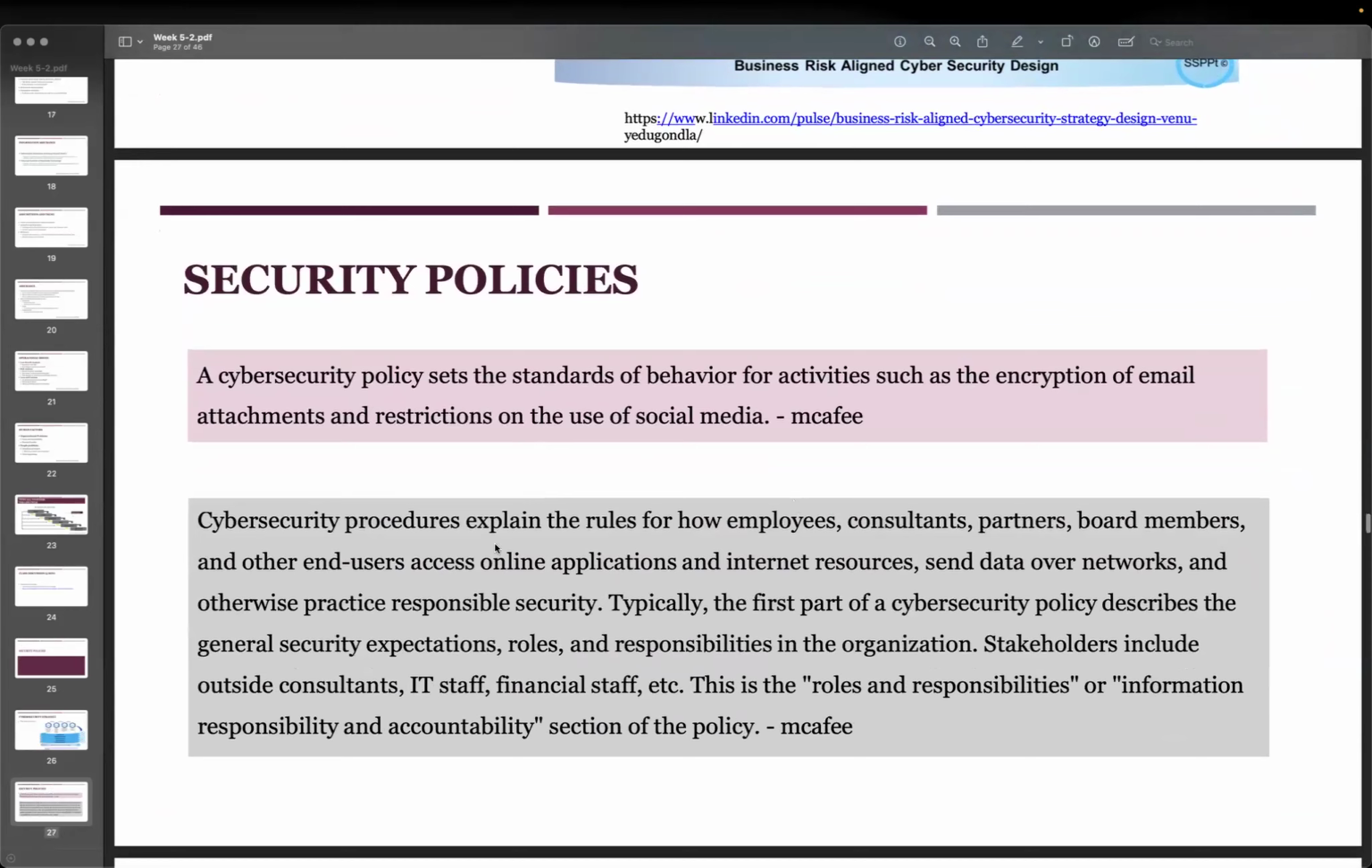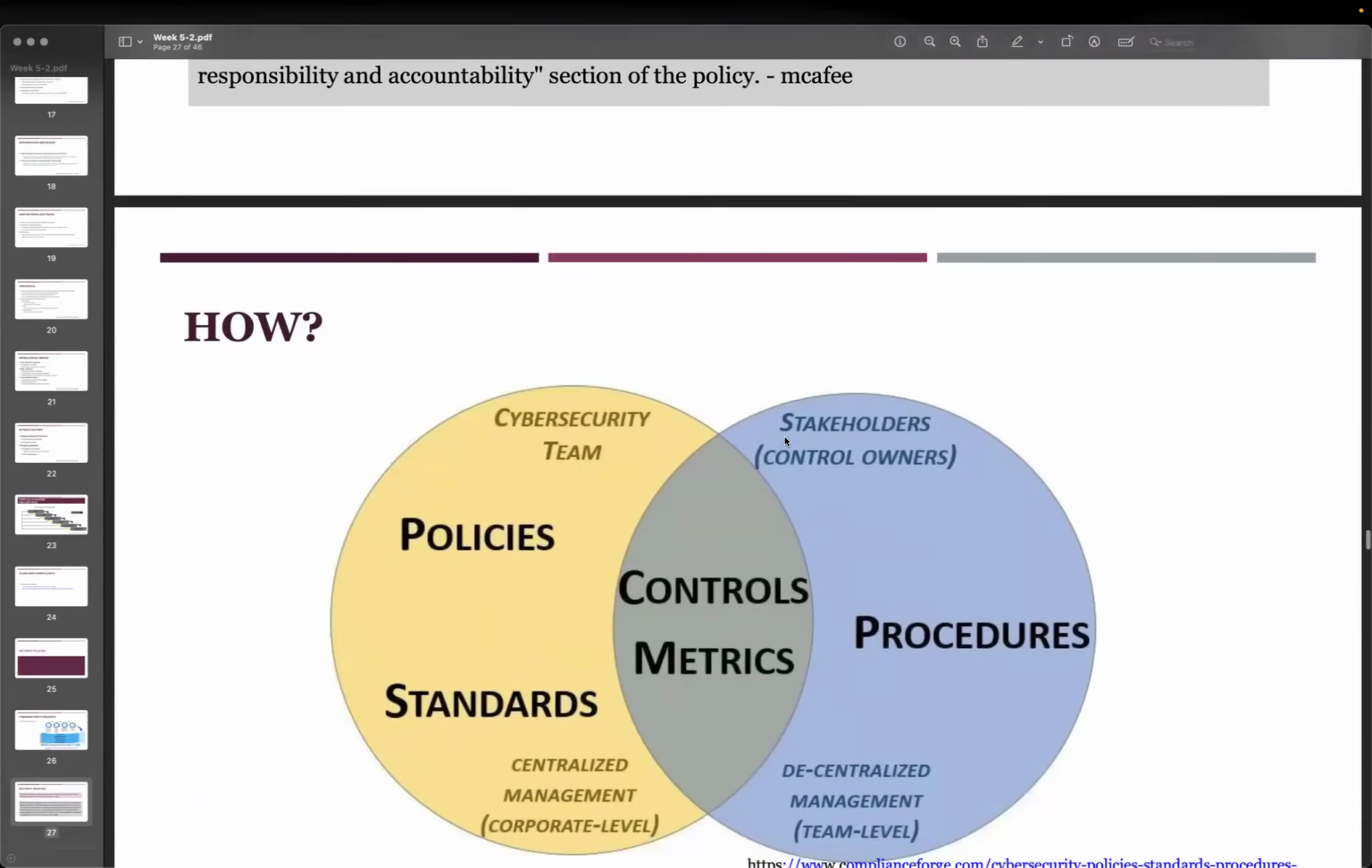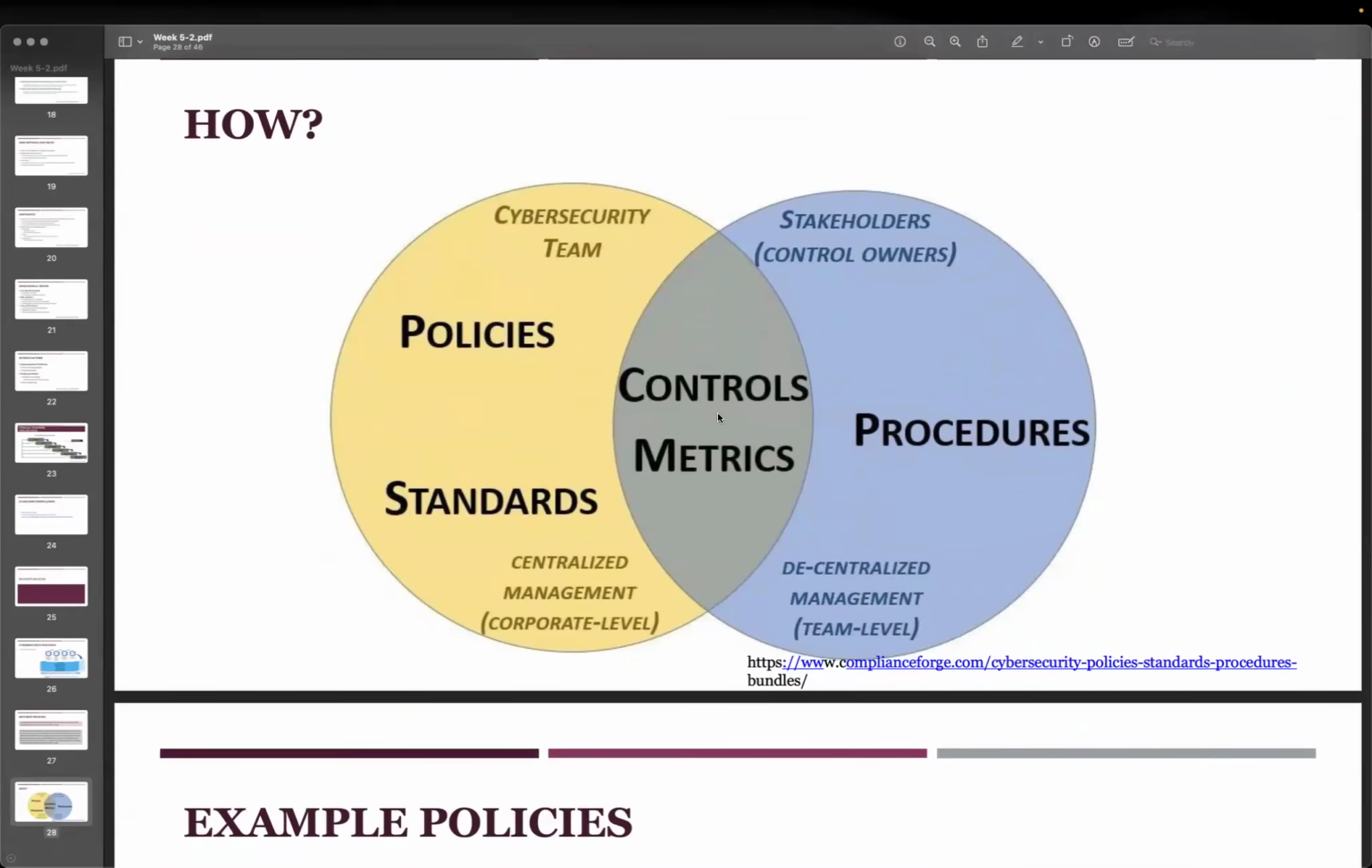And we just need to know about the cybersecurity policy. It's a set of standards of behavior for activities, like encryption, email attachments, or restrictions on the use of social media. So how can we make it? In cybersecurity, we try to set the policy, standards, what we say. And for the stakeholders, we think about the procedures. So they all work together. We set some controls and some metrics.